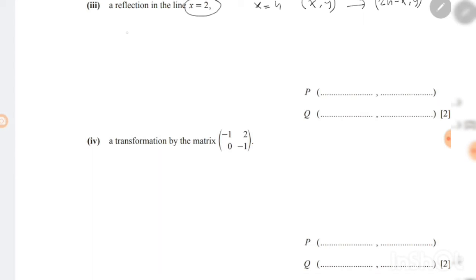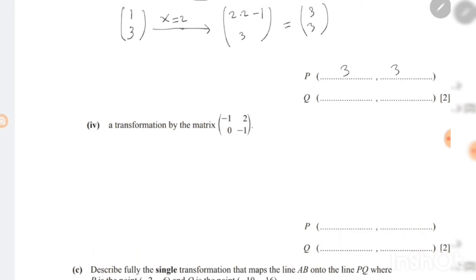So when you have the point 1 and 3, you replace with x equals 2, so it becomes 2 times 2 minus 1 for x, and then 3 doesn't change. So you have 4 minus 1 is 3, and 3. So our P coordinate is 3 and 3.